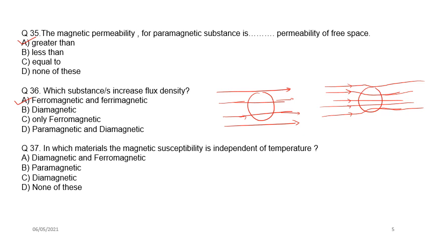Now let's see the next question. In which materials is the magnetic susceptibility independent of temperature? This question is also very important. In paramagnetic and ferromagnetic materials, it depends on the temperature. If you have studied Langevin theory of paramagnetism, you will easily be able to answer these questions.